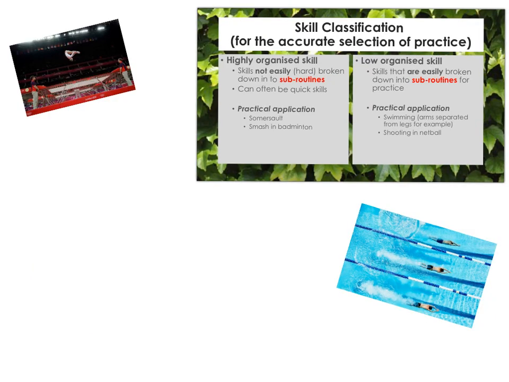So moving on to our organisation of skill, we've got our highly organised skill that was hard to break down. And we've got our low organised skill that was easily broken down into those subroutines and practised separately. So we'll have the high organised skills here and the low organised skills here. So let's have a look at this person doing the somersault. A quick action, they're up in the air, they're rotating 360 and they're landing.